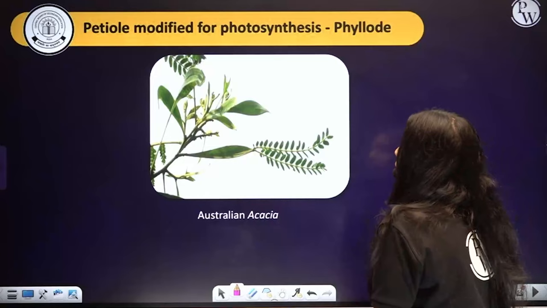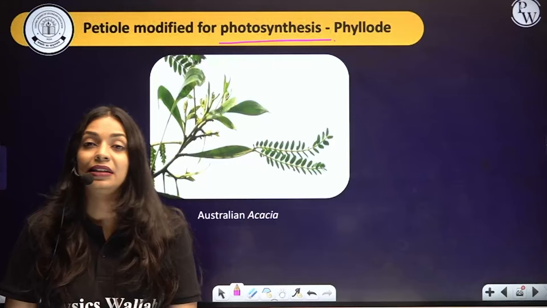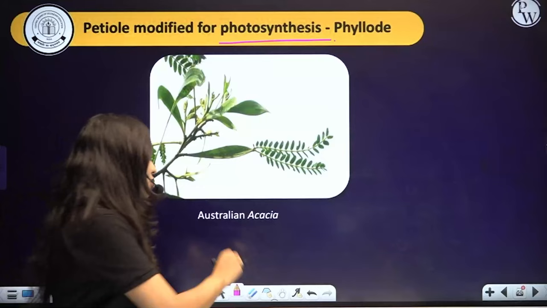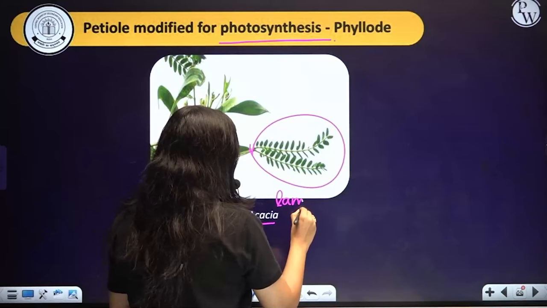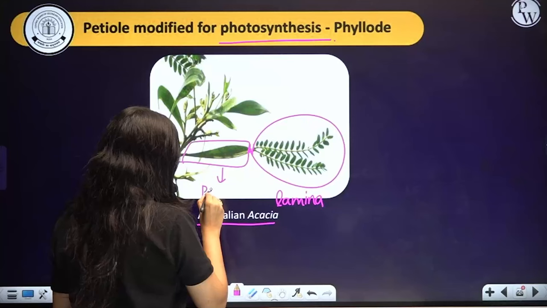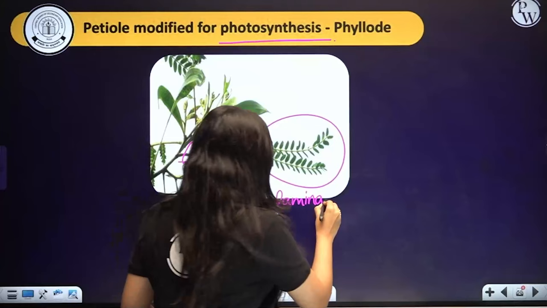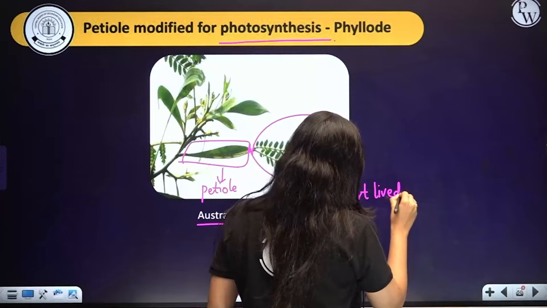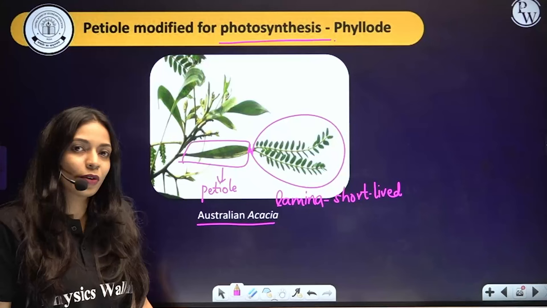Okay, so petiole modified for photosynthesis. I told you initially that the lamina's function is to perform photosynthesis. In some plants, like in the case of Australian acacia, this is the lamina portion and this is the stalk or the petiole. Over here, this lamina is short-lived. It falls off very soon, or we can say it is ephemeral. So if the lamina itself falls off, then who will perform photosynthesis for the plant?